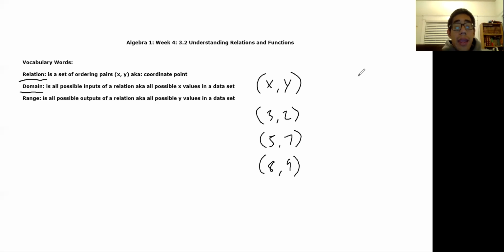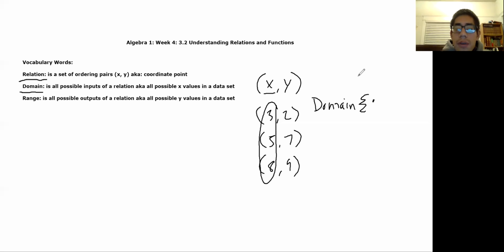If I were to ask you, give me the domain of these coordinate points, the domain is just asking you for the x values. You would list them. You would say domain, and then this symbol right here just means a set, like a data set. I would order them from least to greatest, so it would be 3, 5, and 8. That's my domain.